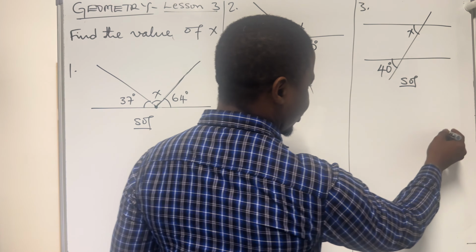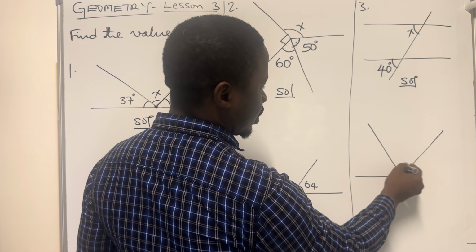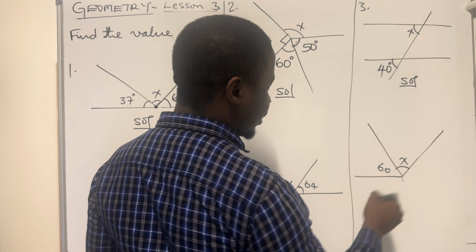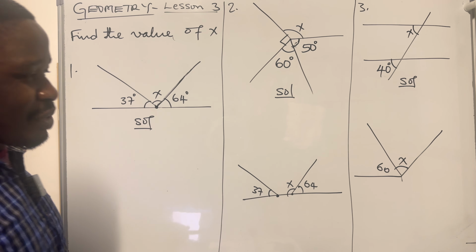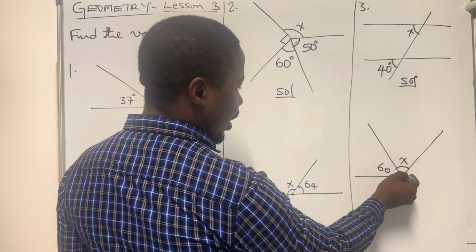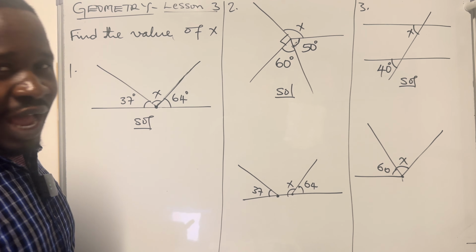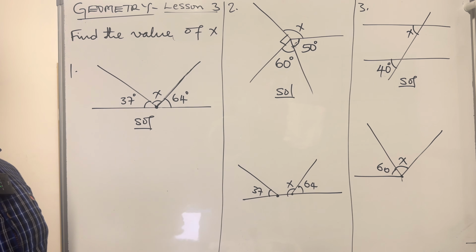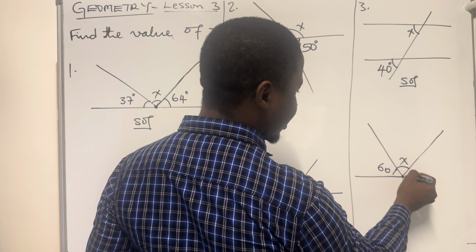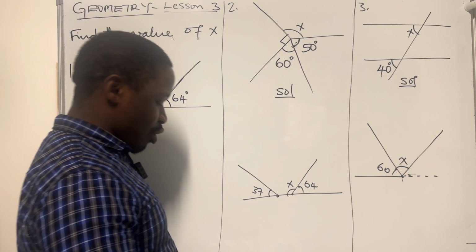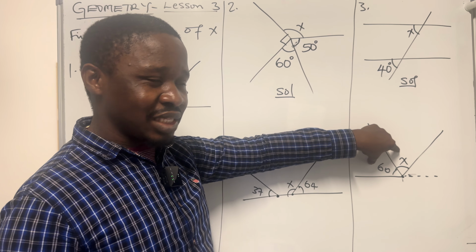Now let's see, we have this case here. This is x, this is 60. Are these angles adjacent? Yes, they are adjacent. Why? Because the vertex for angle x is the same vertex for angle 60. But are they on a straight line? No, they are not on a straight line, because if we perceive something here, there will be a missing angle. So in a case like this, they do not sum up to 180 degrees.